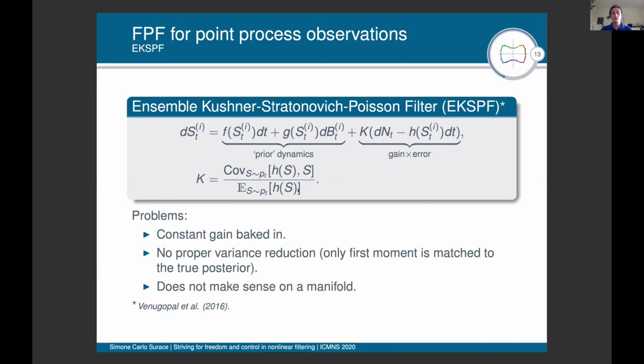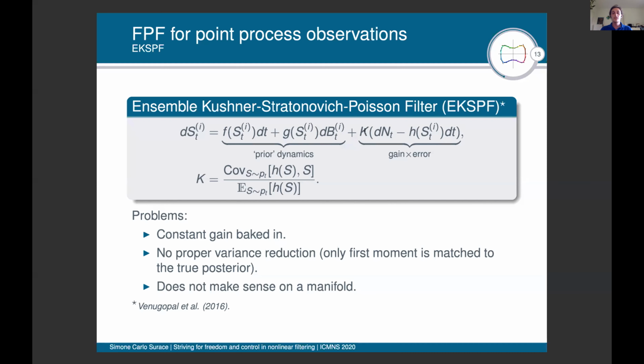And there are a couple of issues with this filter. It can work fine in some cases, but the constant gain that is baked in prevents it from being extended or further refined to other settings where the constant gain doesn't work. And one reason why the constant gain doesn't work so well in many cases is that if you have a spike here, the response to the spike will be a uniform translation of all the particles. So only the mean gets adapted, but the variance doesn't get adapted. So there's no proper variance reduction in response to the observation. And therefore, there's quite a strong mismatch between the posterior and the particle approximation.